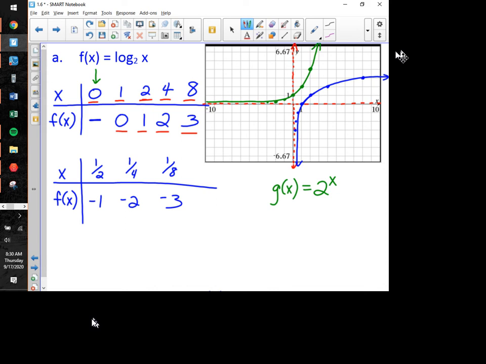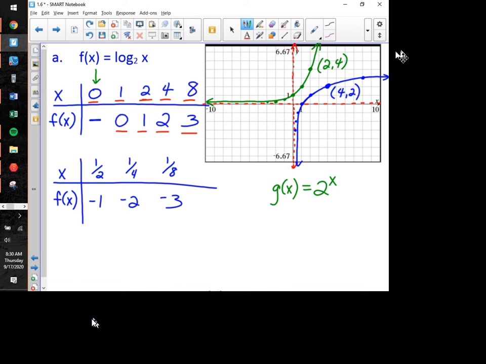What I'm hoping everybody recognizes is that for every single ordered pair that we graphed on the graph of 2 to the x, like for example the ordered pair 2, 4, the inverse of that ordered pair showed up on the graph of log base 2 of x.